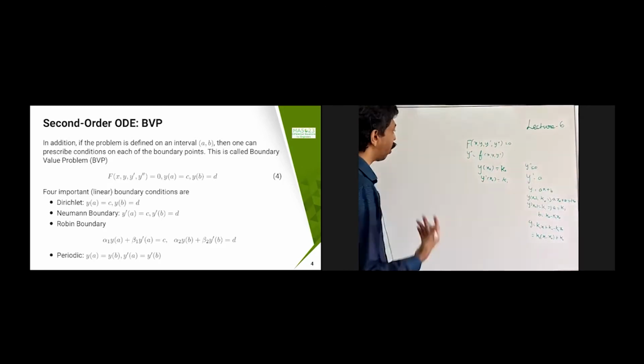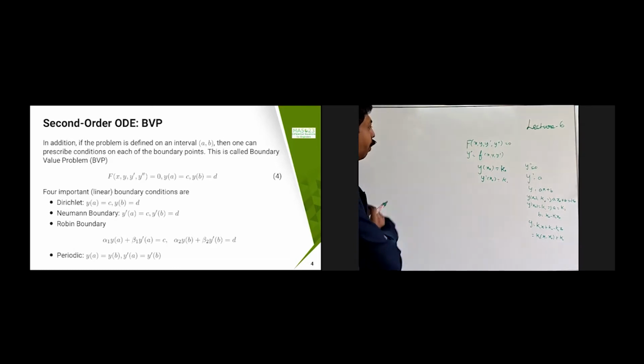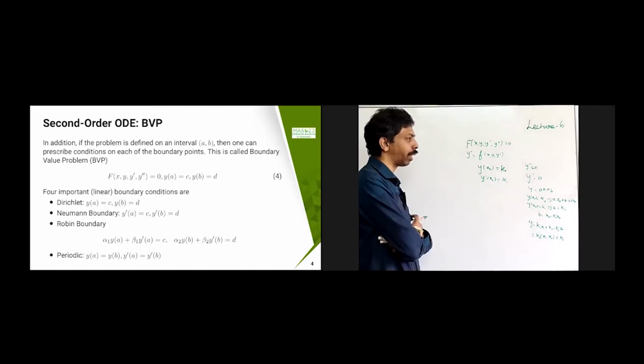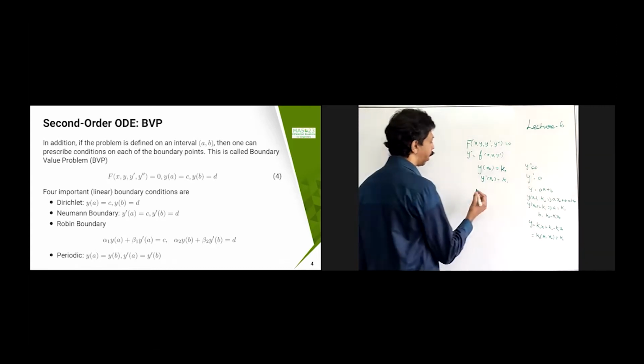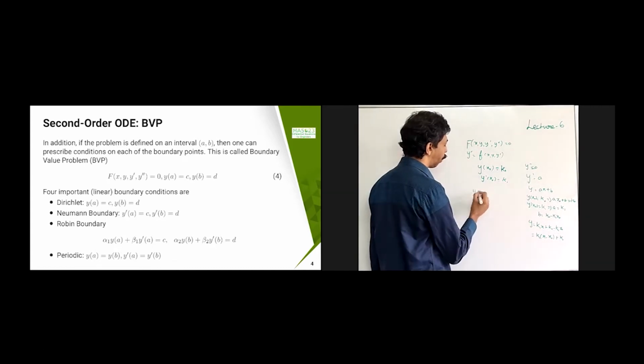Okay, suppose you are given a problem where you know the initial position and you know the velocity also. You know what the initial position is and what the velocity is. So in that case, you can find the answers for that.